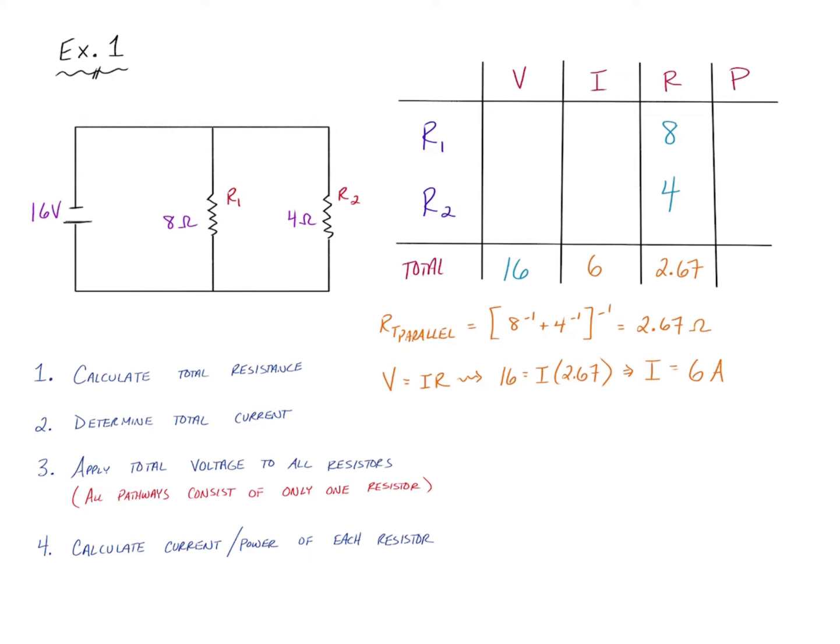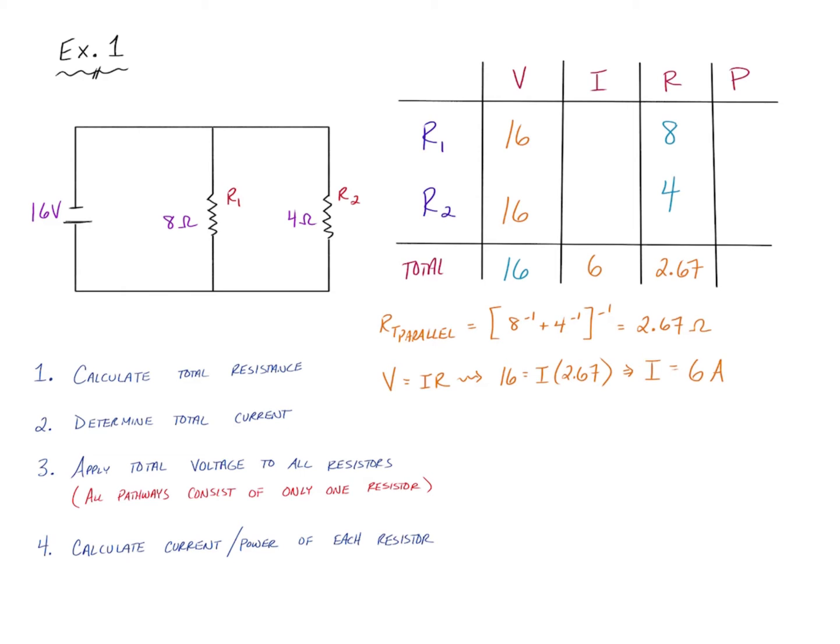6 amps. Now, in a parallel circuit, it is the voltage that is the same everywhere, because no matter which pathway you travel through, you only go through one resistor, therefore you must spend all of your voltage at that one resistor. So I can fill out the total voltage as the same voltage being applied to every individual resistor.